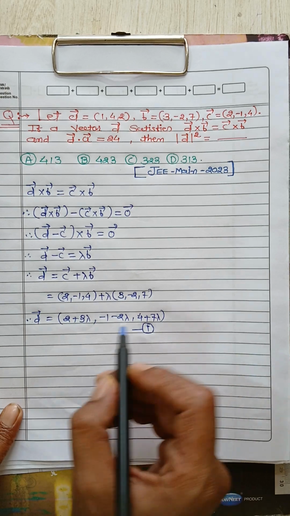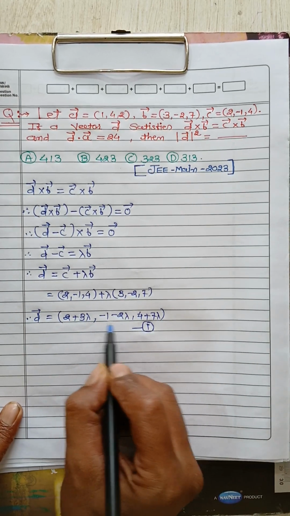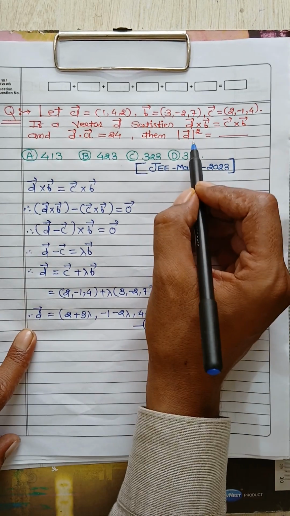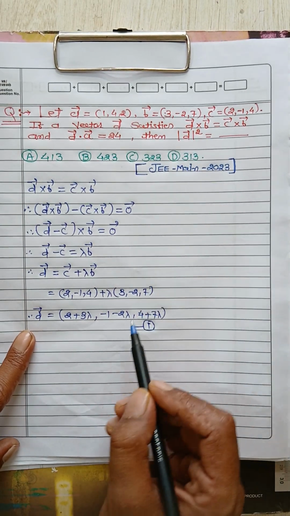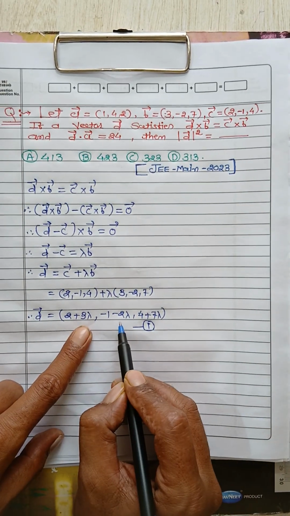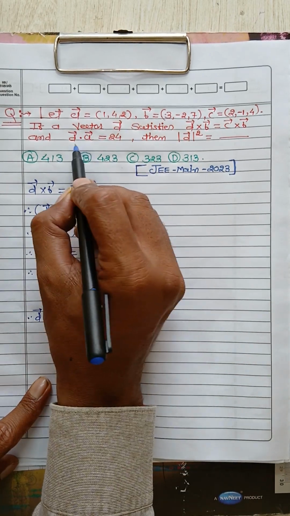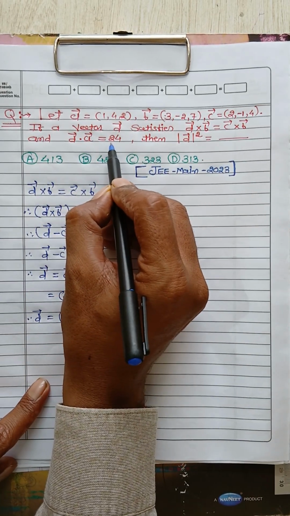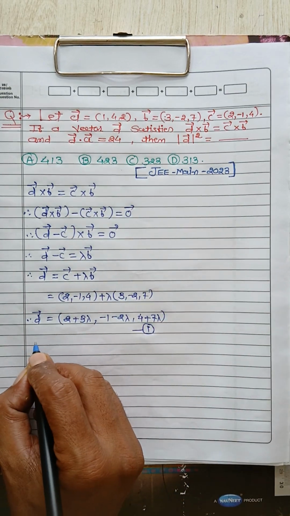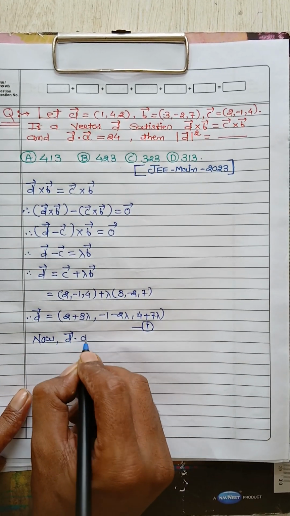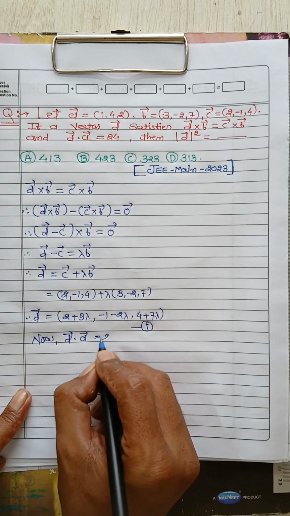Now if we can find the value of lambda, then we can find the vector D, which is our required quantity. And to find the value of lambda, another condition is given in the question, which is vector D dot vector A is equal to 24. So now vector D dot vector A is equal to 24.